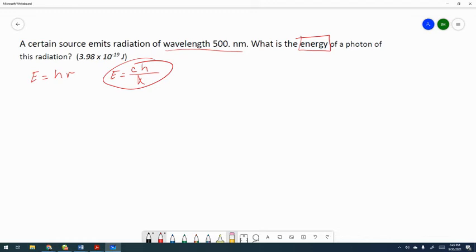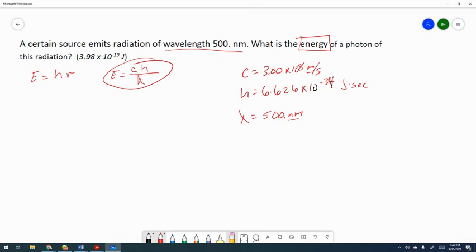So let's see, we've got our c. c is 3 times 10 to the 8th meters per second. We have Planck's constant, 6.626 times 10 to the negative 34th joule seconds. And we have a wavelength. Our wavelength is 500 nanometers. Once again, we've got to get 500 nanometers into meters.